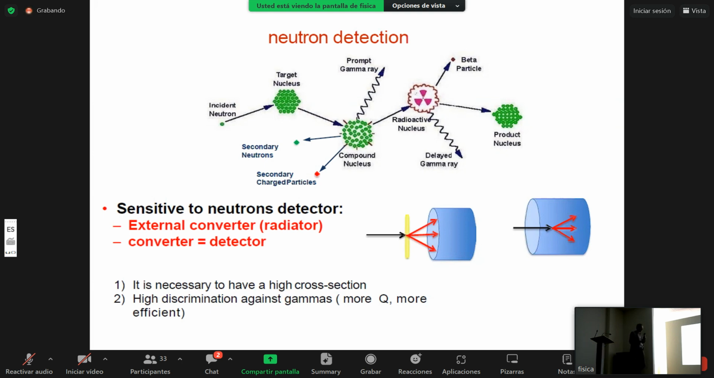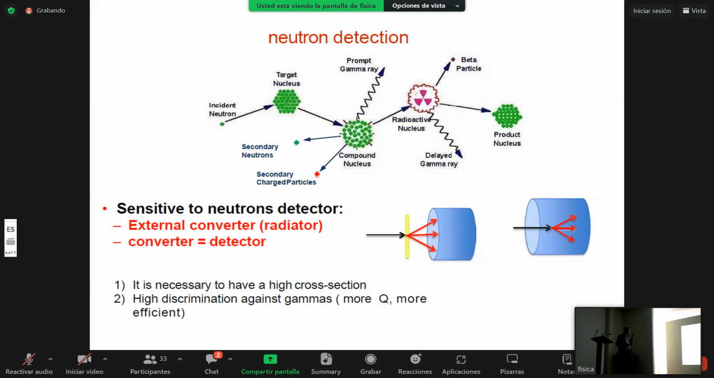Basically, in a neutron detector there should be some material which converts neutrons into other particles which can ionize the matter. And the detector itself, in some cases you have some external converters in the detector. In some cases you have the converter material inside the detector. I will show you the examples.